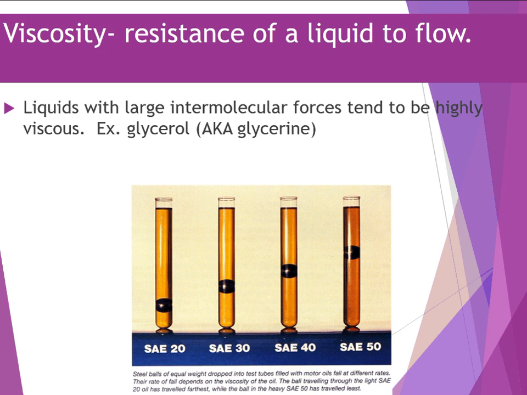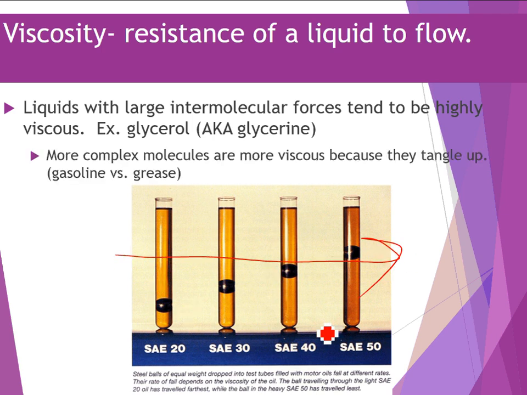This is a measurement of the different standard weights of oils, and these oils are all different, and it has to do with their chemical makeup that gives them increasingly viscous properties. More complex molecules are more viscous because they tangle up, having more and more molecules interacting with each other. Now, this comparison, gasoline versus grease, has everything to do with the length of the hydrocarbons. The longer your hydrocarbons, the more viscous your substance is. Grease and tars have carbon chains up into the 30s, 40s, 50s.